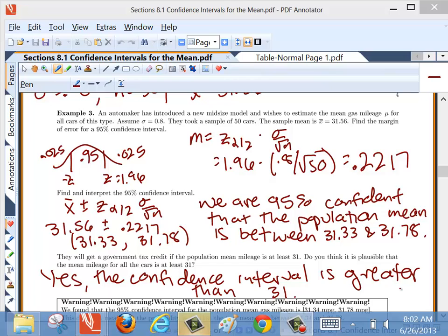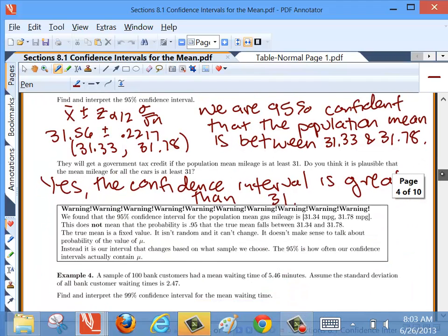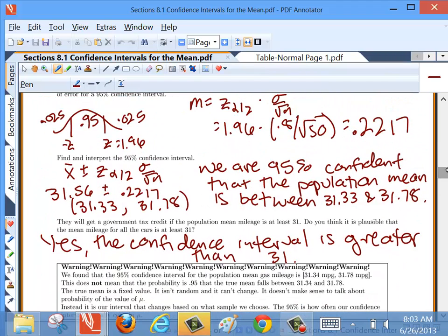So if you remember, we were talking about confidence intervals. For example 3, we went through it and found a confidence interval of 31.33 to 31.78. So we said we're 95% confident that our population mean is between these two numbers. Now this next part is very important because it is the most commonly misunderstood thing in statistics.